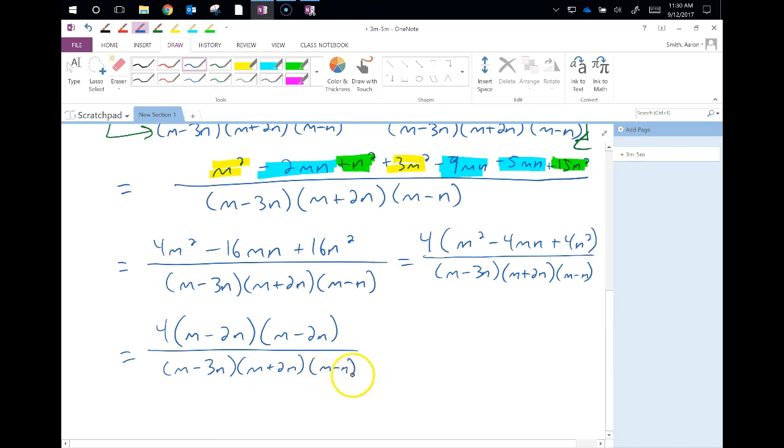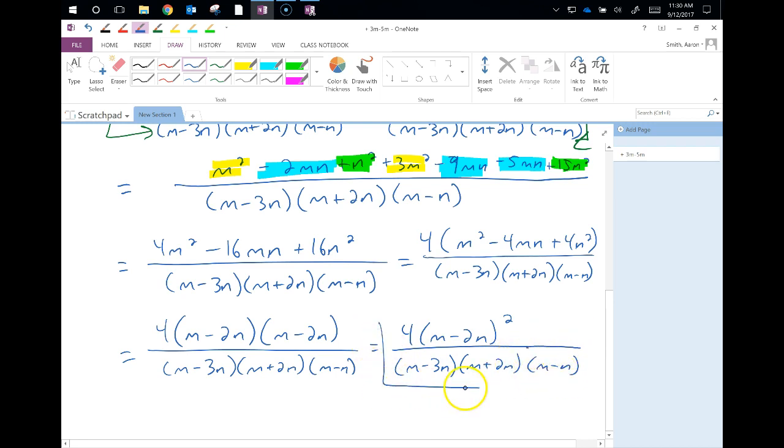So the last thing I can do to condense this at least a little bit is say (m minus 2n) squared. It's a perfect square trinomial, so you also could use that kind of factoring. And this would be my answer. Always look for opportunities to cancel top and bottom after you add them together.